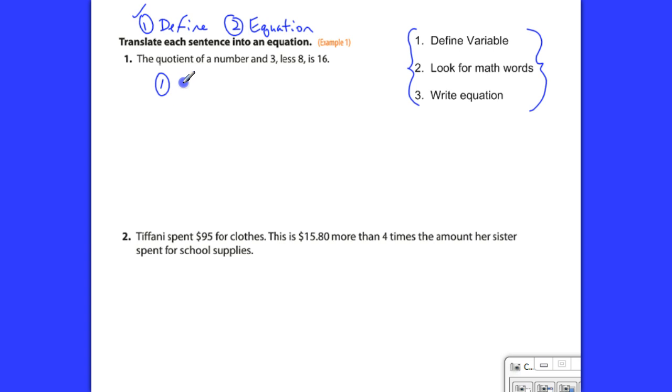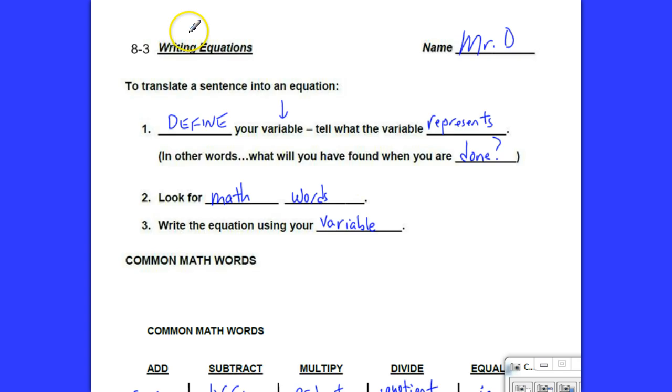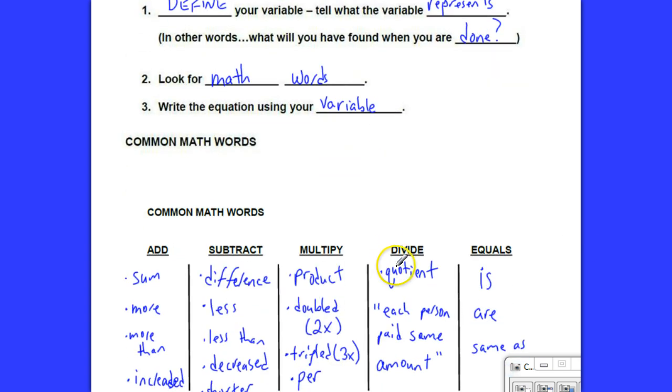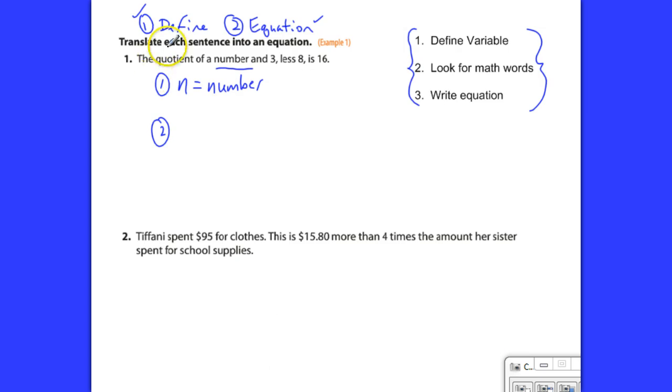First of all, let's let the letter n be our variable. Now in this particular problem, when I'm done with this, what will I have found? You will have found some number. That's all this one is. So n is just the number you're looking for. We'll just say number. Now I'm going to write the equation while I look for math words. Here's a math word right here, quotient. If you look back on the chart at the top of your page, quotient is divide. So that word there means divide.